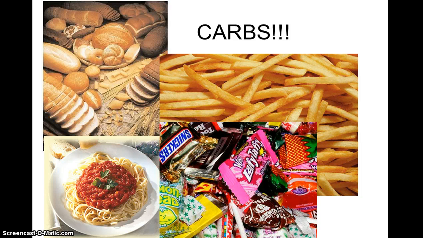Hey AP Bio folks, this is the lecture about carbohydrates. As we know from last class, carbohydrates can include anything starchy like French fries or pasta or breads. They also include simpler sugars like candy and fruit, things like that. So carbohydrates are mainly used for energy.